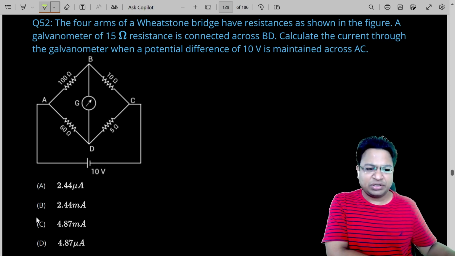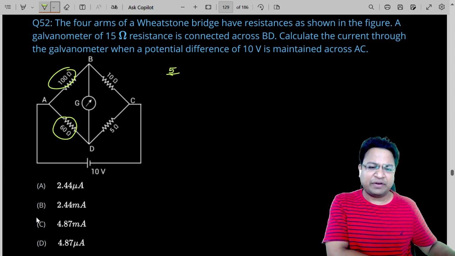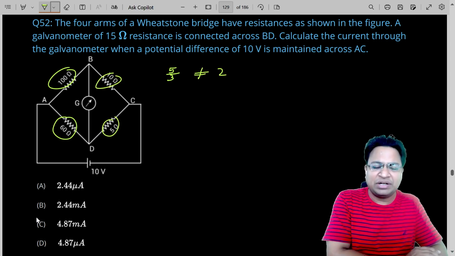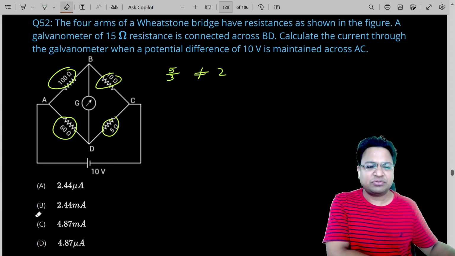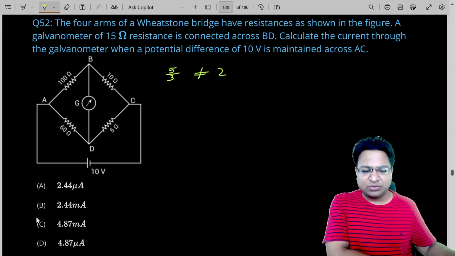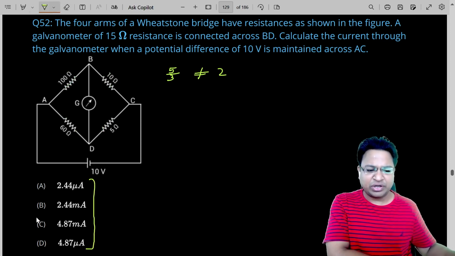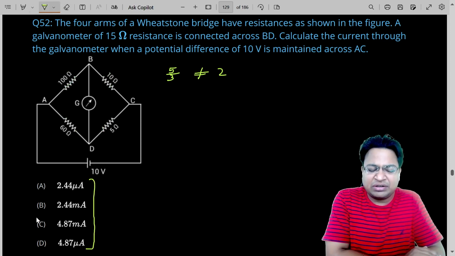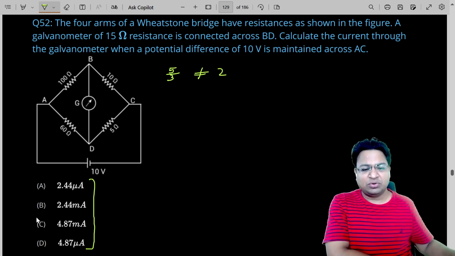What is important here is to first note that the ratio of these two, that would be 5 by 3, is not equal to the ratio of these two, which would be 2. That means it is not a balanced Wheatstone bridge. It is an unbalanced Wheatstone bridge, and therefore the galvanometer will show some reading. In any case, I do not see any zero in the options. So that was another hint that if the question is right, then there must be some current through the galvanometer. So how to do these questions, guys?